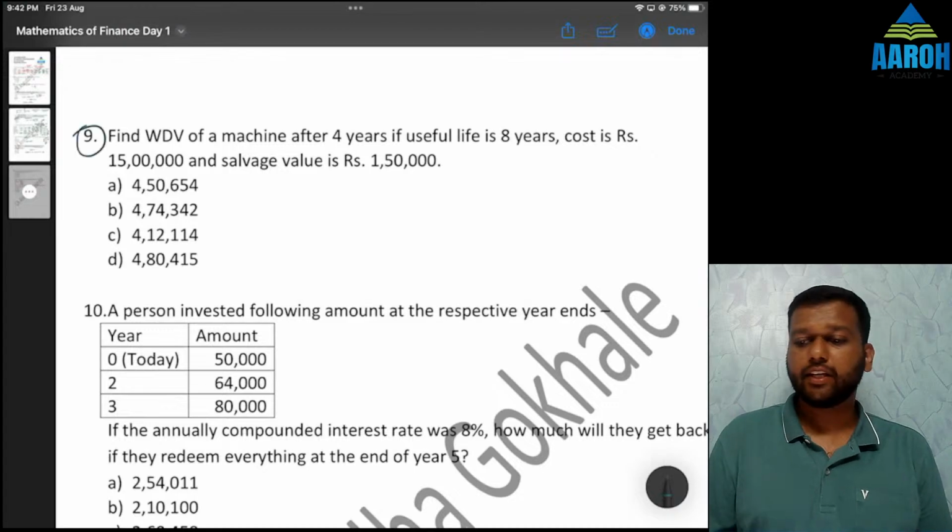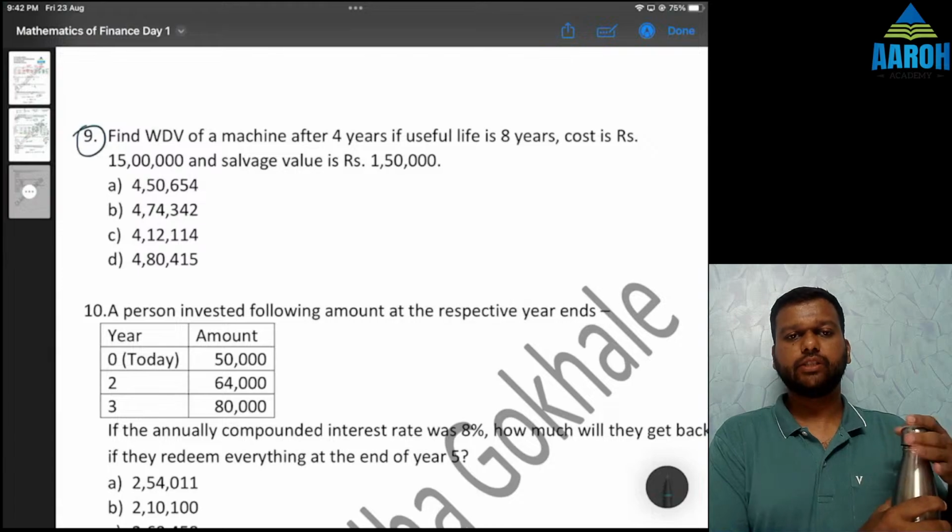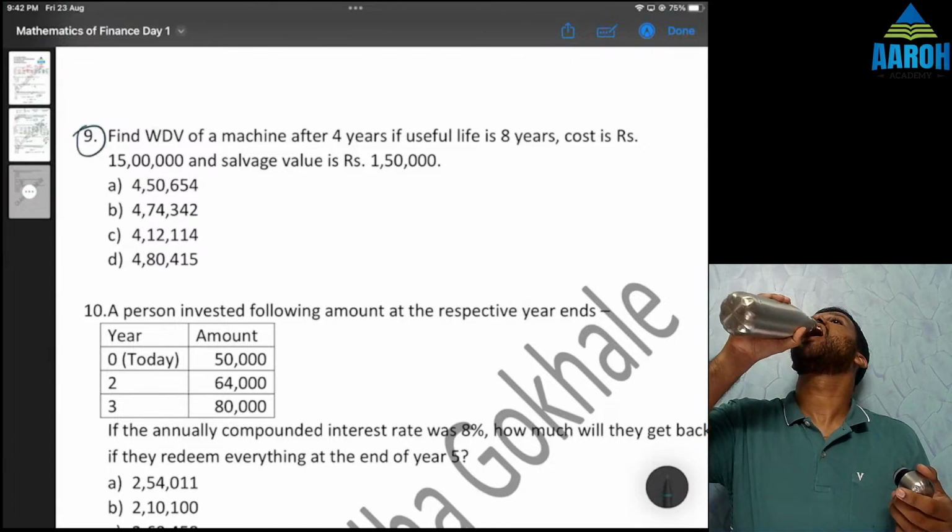Next is 9th. 9th is a good one. Find WDV of a machine after 4 years.